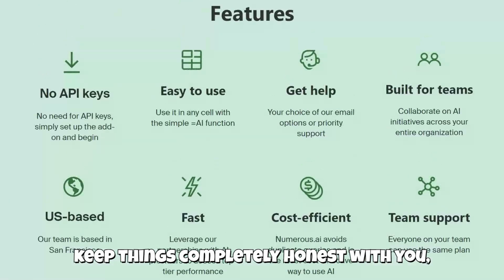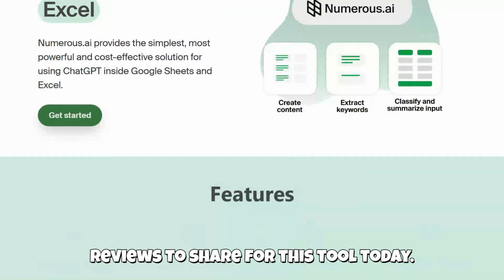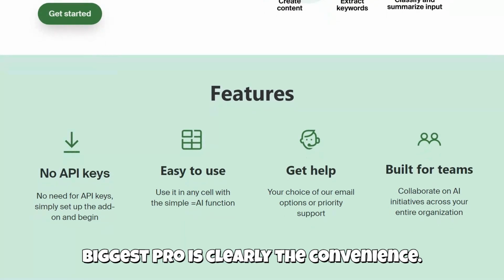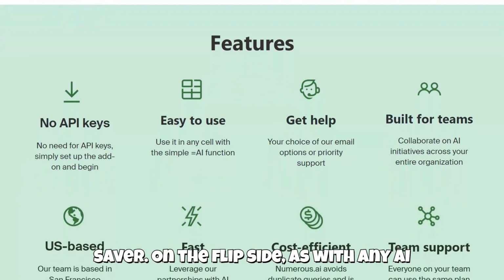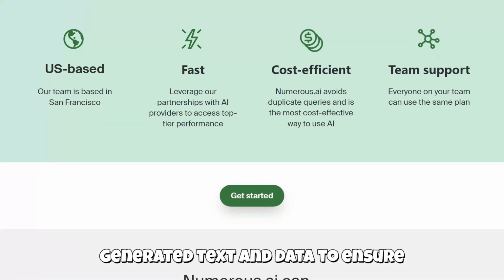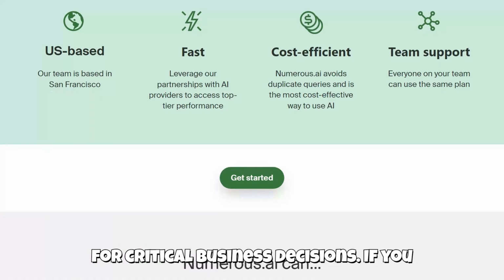Now, to keep things completely honest with you, we don't have a database of external user reviews to share for this tool today. However, looking at how it works, the biggest pro is clearly the convenience. Skipping the API setup and using a simple spreadsheet formula is a massive time saver. On the flip side, as with any AI tool, you'll want to carefully audit the generated text and data to ensure accuracy before publishing or using it for critical business decisions.